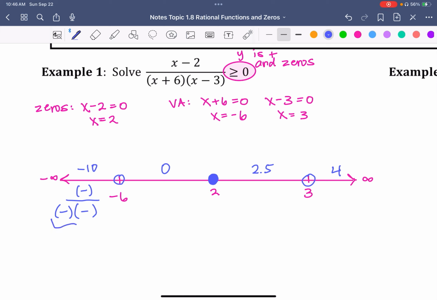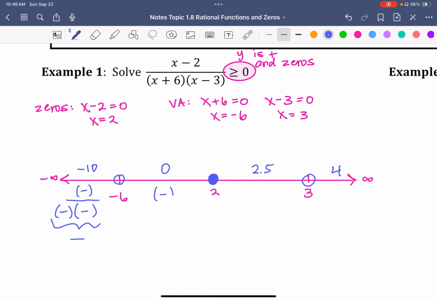So here I have 3 negatives, which is going to end up being negative. So remember, if you have an odd number of negatives, it's going to end up being negative. And if you have an even number of negatives, it's going to be positive. So here I had 3 negatives, which make a negative. Okay, moving on to the zeros.